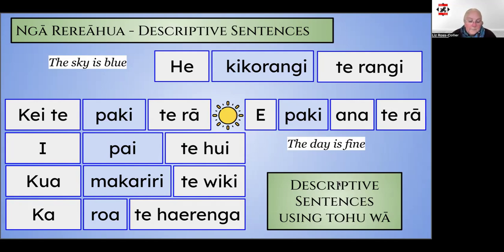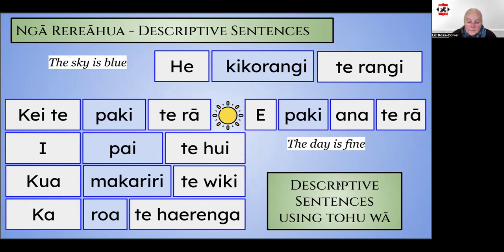Let me show you what I mean. In this first example, he kikorangi te rangi, the sky is blue. It's a relatively permanent quality of the sky. When we use tense markers, on the other hand, like kei te, e ana, kua, and ka, we're only talking about the person or thing having that quality at that time. For example, kei te paki te rā, or e paki ana te rā. The day is fine. It's a fine day at that point in time, but it's not a permanent quality.